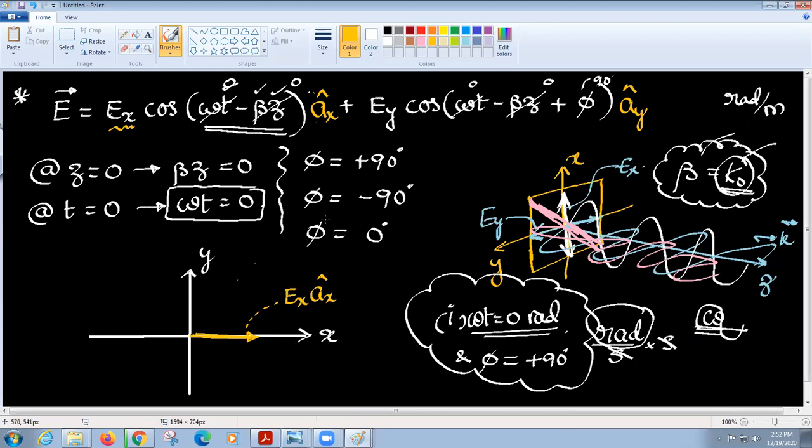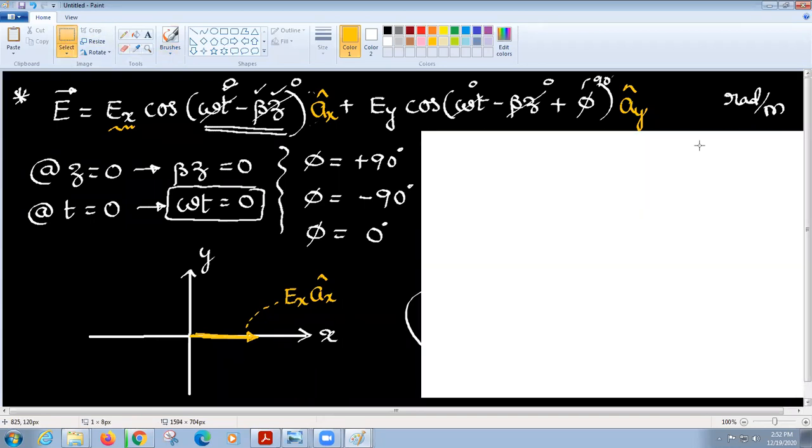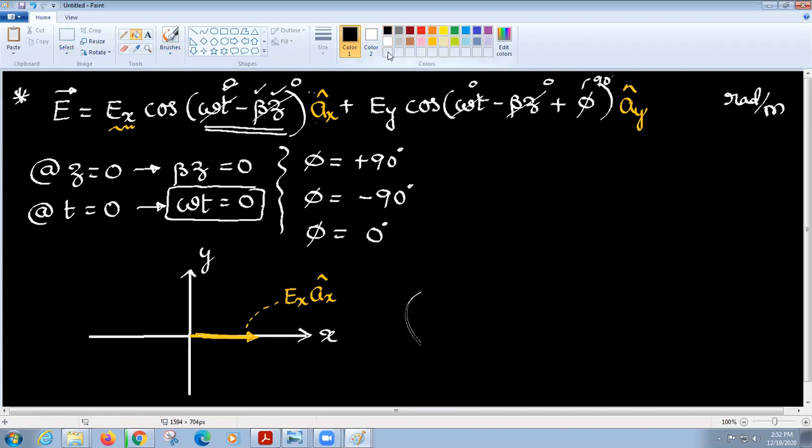Now, second case, what do I do? I take omega t in radians. Omega t is equal to pi by 2 radians. If I'm using the mic, I cannot hear you. If you have anything, you can text me on the chat box.